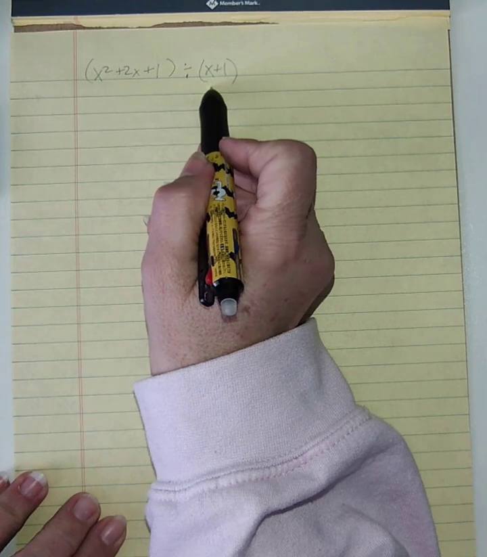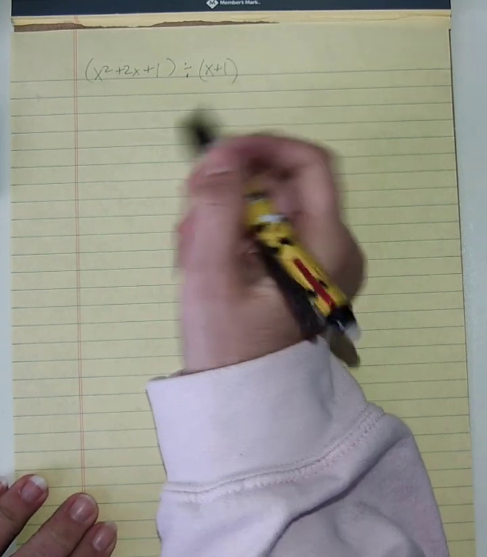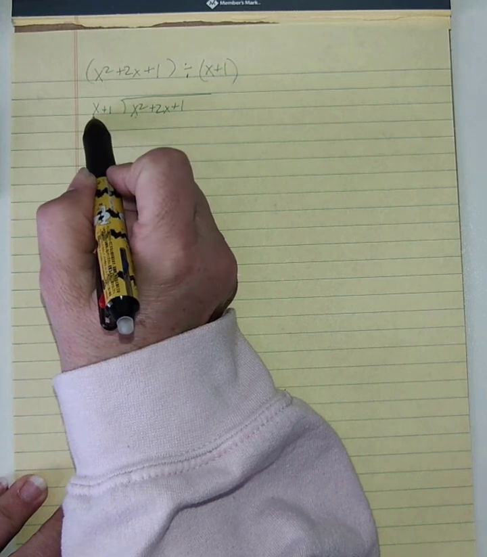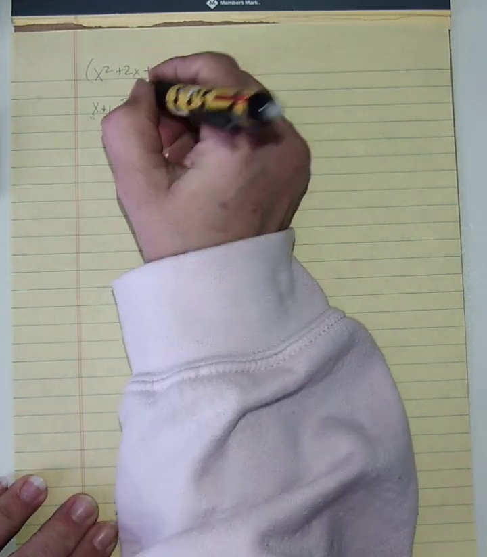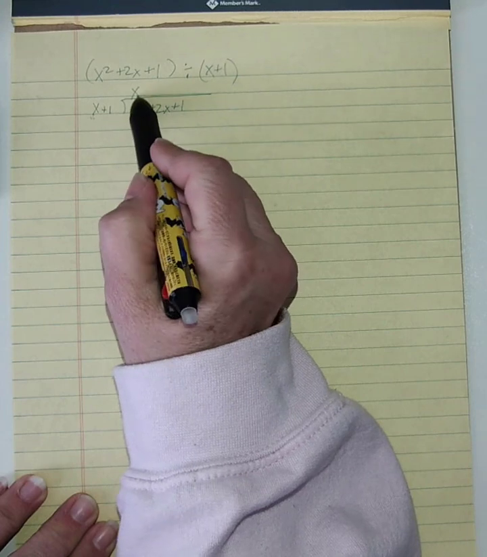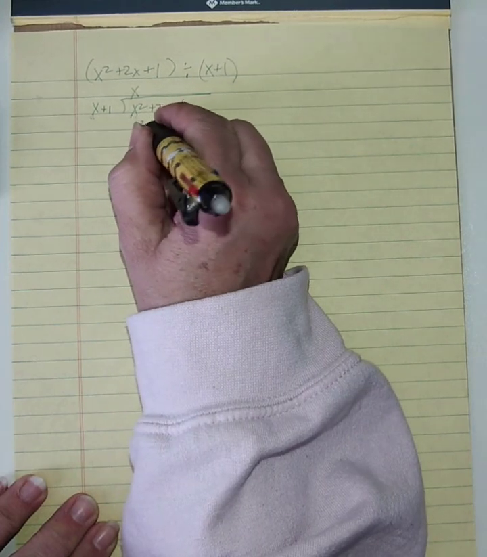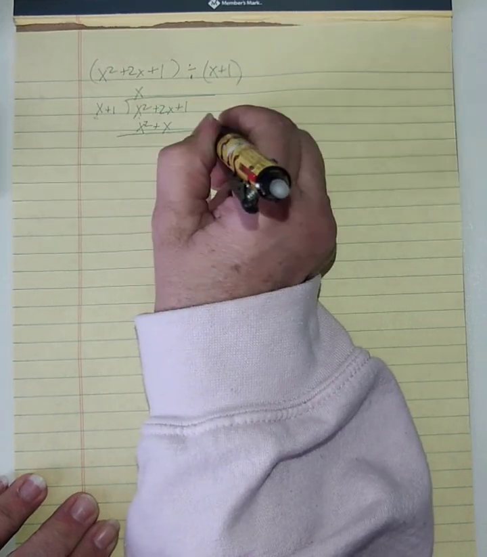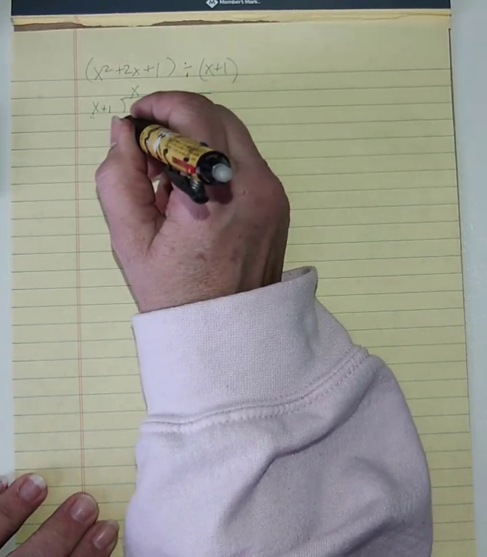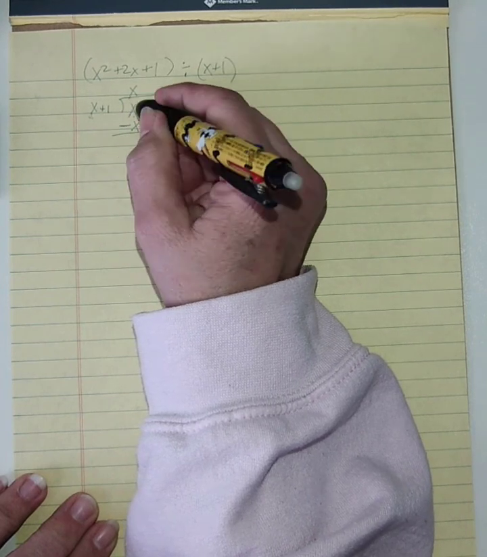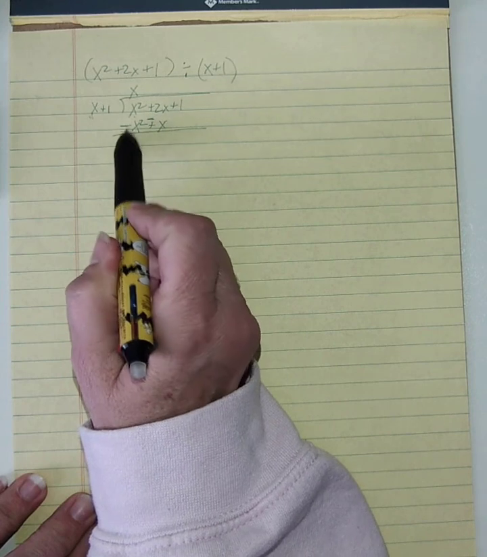So let's look at this one. No easy way to do it, so we're going to work it out. So I look at this to this. I say x, what do I need to multiply x by to get x squared? Just by x. Then I take x and multiply it by x plus 1 to get the x squared plus x. Subtract. So if I subtract, this becomes a negative, that becomes a negative, and then I can add them together, right? When I change their sign, I can add them.